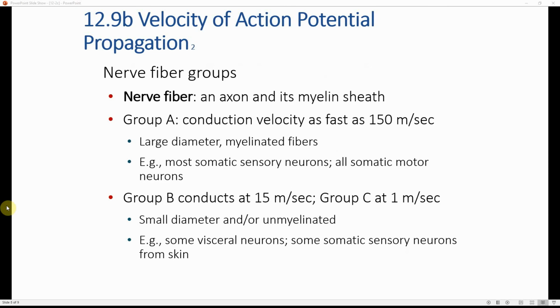So nerve fibers have groups to them. Group A, the conduction velocity is as fast as 150 meters a second. These are large diameter myelinated fibers. Most of them are somatic sensory neurons. All somatic motor neurons fit into this category. And then group B fibers conduct at about 15 meters a second, which is 10 times slower. And then group C at 1 meter per second. For instance, the neurons that carry pain signals. Those pain signals travel about 1 meter per second.